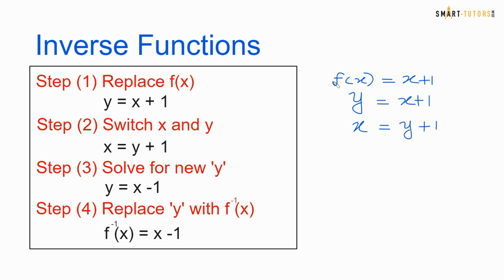Then third step, solve for the new y. So you need to make y the subject. We already discussed changing the subject, rearranging formulas, in the previous topics. The plus 1 goes to the other side as minus 1. So y equals x minus 1. Fourth step, replace the new y with f inverse x. So that is our answer for the inverse function. So replace the f(x), switch x and y, rearrange the formula, then turn the y into f inverse x. That is the method to follow.